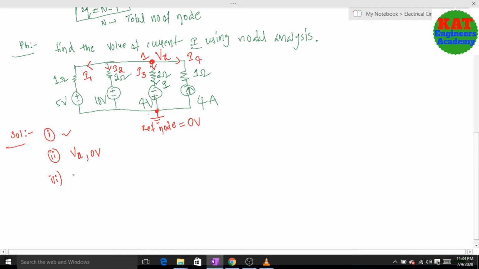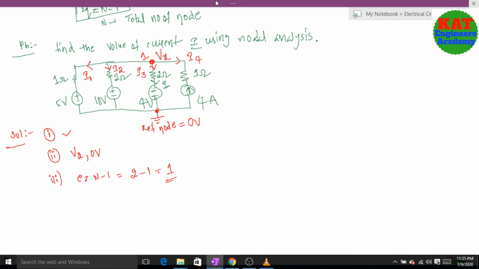The third point is you have to write the KCL equation. How many nodes are we having? Total nodes are two, but one is the reference node, so at the one normal node only we will get the equation. So finally the number of equations equals n minus 1, which is total nodes 2 minus 1. Only one equation we will get. So finally you have to write the KCL equations.